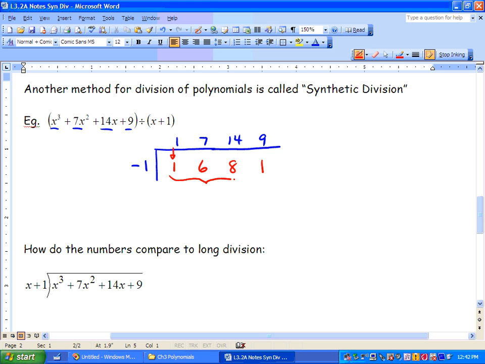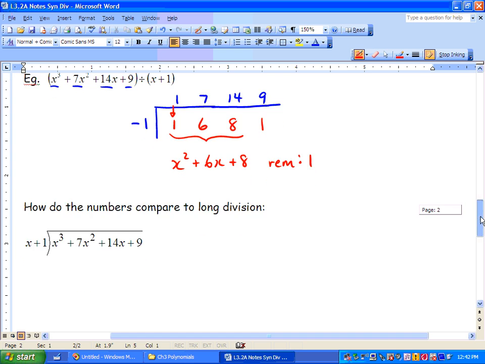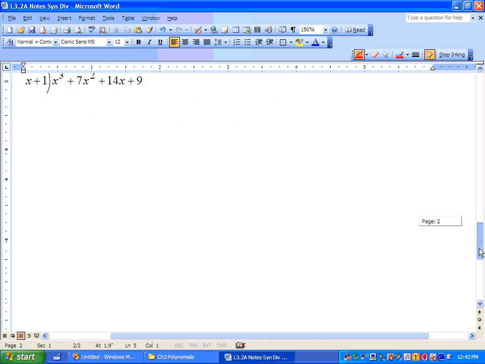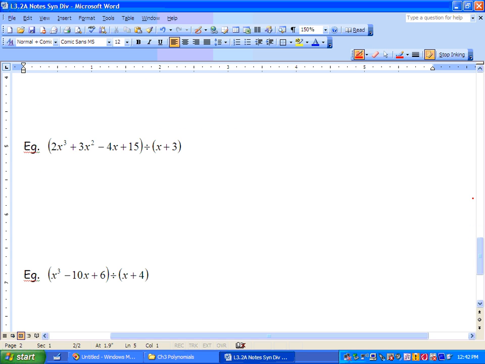These three values here represent coefficients. They are the coefficients of x squared and x, and then the constant. This is 1x squared plus 6x plus 8. That is the answer to this division question, and the number on the end represents the remainder, and so that will have a remainder of 1. Okay. Now, if we were to do this exact same question here using long division, trust me, we're going to get the same answer. If you want to do this on your own for practice, go ahead, but this will be the answer. Okay, so we're going to do a couple more examples of synthetic division.